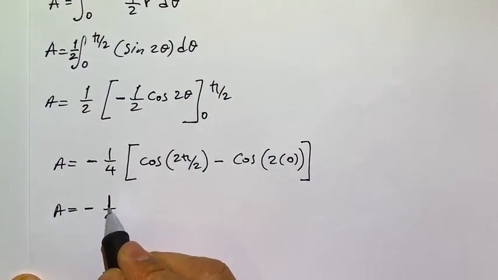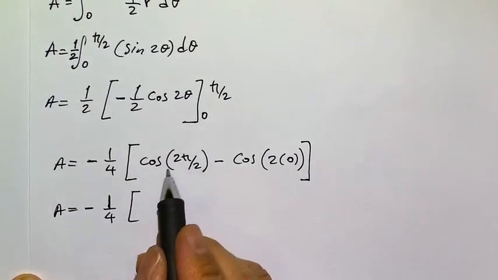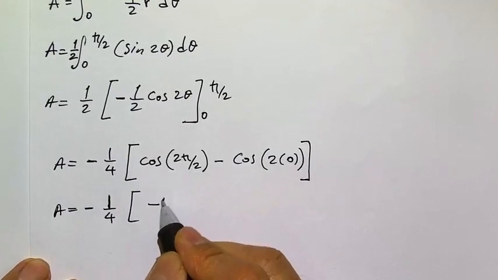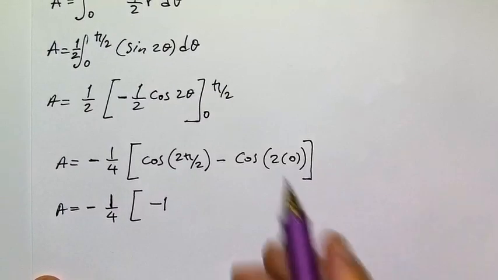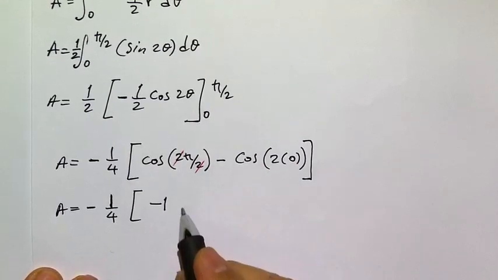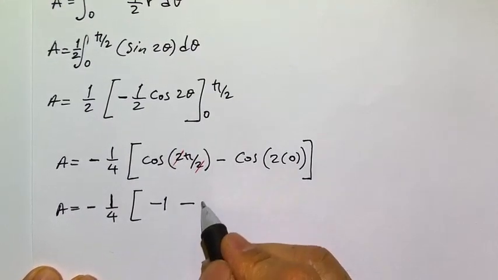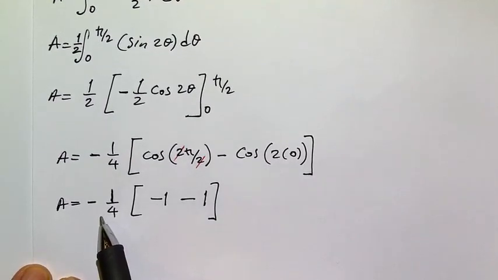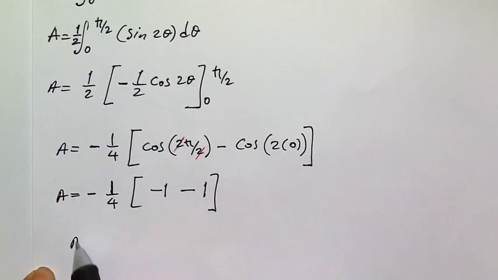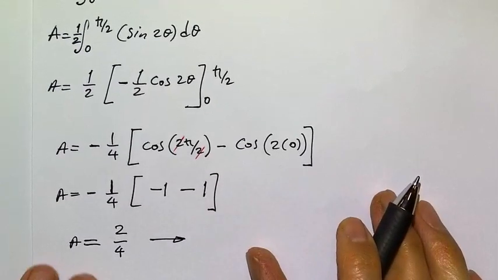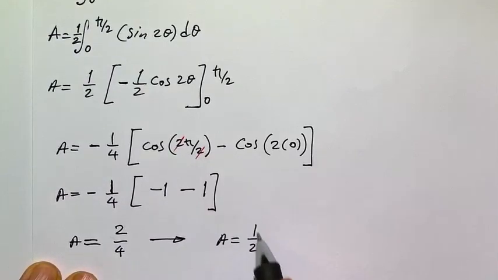Minus 1 over 4, and 2 and 2 cancel out. Cosine of pi would be minus 1, right? So these two cancel out. And then minus cosine of 0 is also 1. So we have minus 2 times minus 1 over 4. We have positive 2 over 4, or the area being equals 1/2.